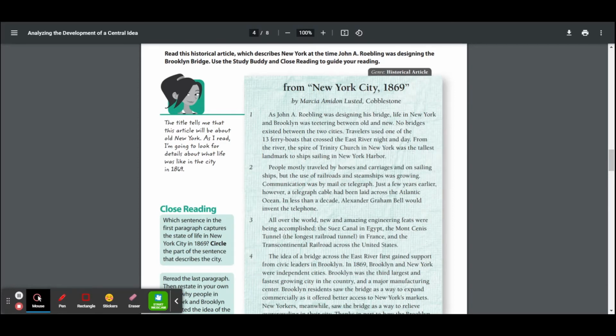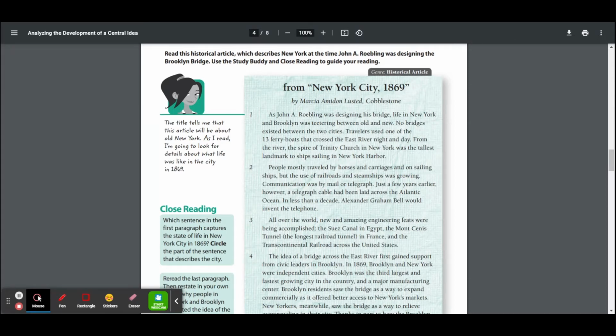People mostly traveled by horses and carriages and on sailing ships, but the use of railroads and steamships was growing. Communication was by mail or telegraph. Just a few years earlier, however, a telegraph cable had been laid across the Atlantic Ocean. In less than a decade, Alexander Graham Bell would invent the telephone. All over the world, new and amazing engineering feats were being accomplished.